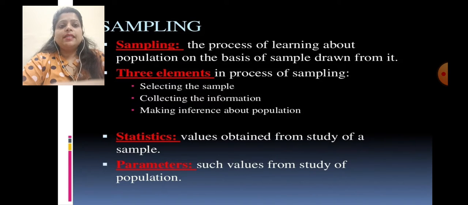Then comes the statistics. Whatever information we have gathered from the study, now we go to the statistics value of that, and then different parameters are there. From there we are selecting the values for the population of the study.